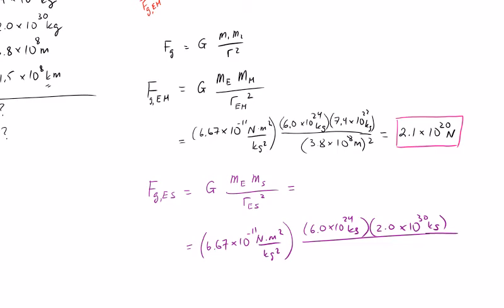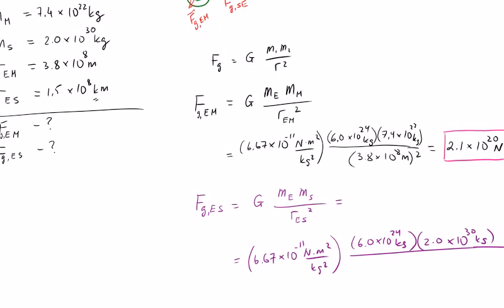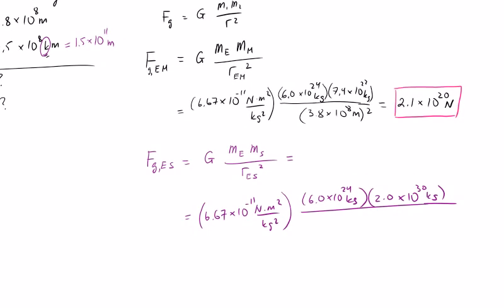Now the distance we have is 1.5 times 10 to the 8, and I said let's be careful with the kilometers, so this would be 1.5 times 10 to the 11 meters. So let's put that in here, 1.5 times 10 to the 11 meters squared. If we punch this into our calculator, it will give us a value of 3.6 times 10 to the 22 newtons.